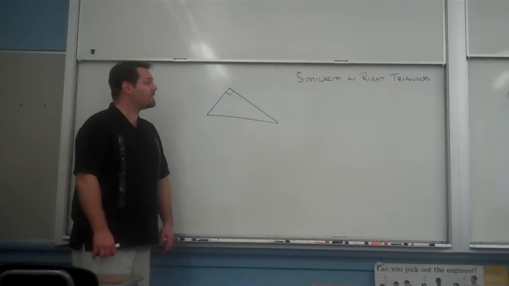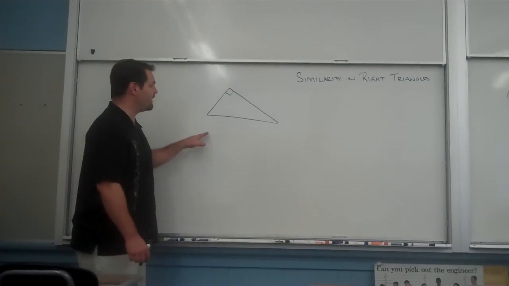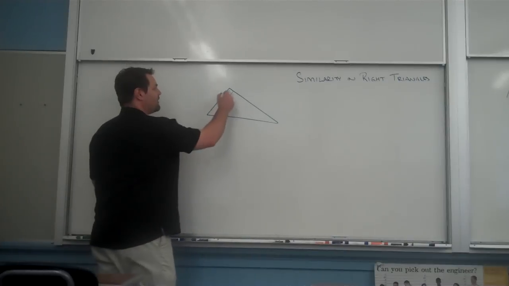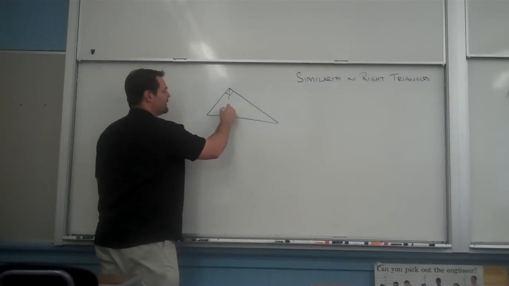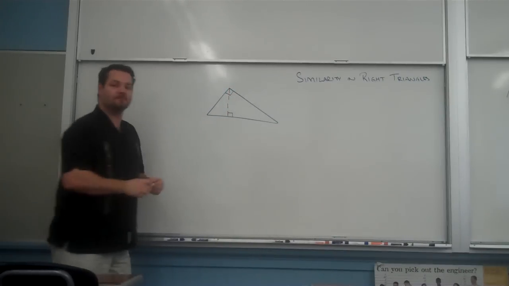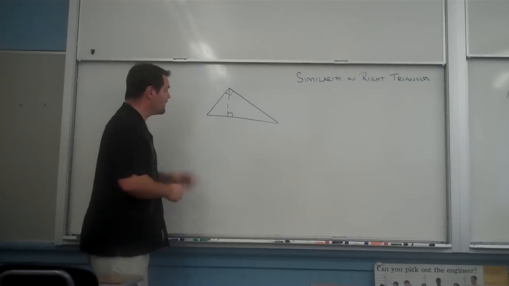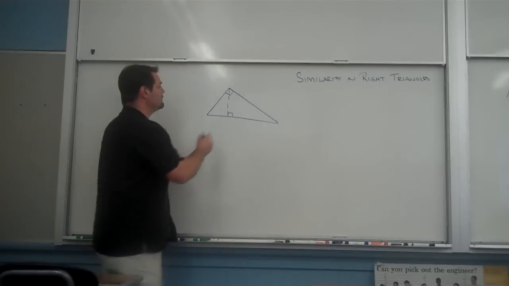All right, we're going to learn about similarity in right triangles. We begin with a right triangle. You can tell that the right angle indicates that. And I'm going to drop an altitude. We know that an altitude means it's a right angle. Now, when this happens, we actually create three triangles. Does everyone see my blue triangle?